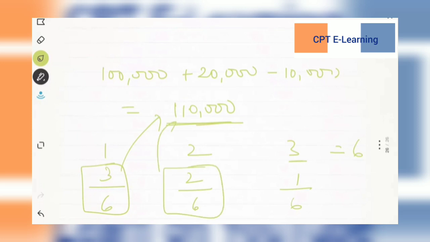1,10,000 into 2 by 6. And what is the depreciation for the third year? 1,10,000 into 1 by 6. Got it? Let's move on to the next method of depreciation.